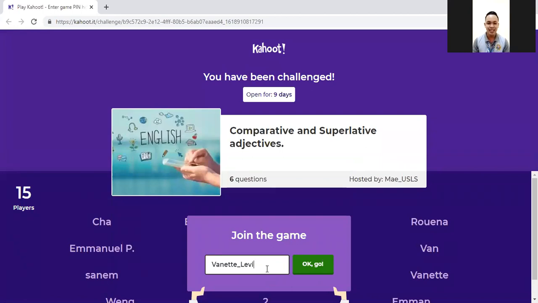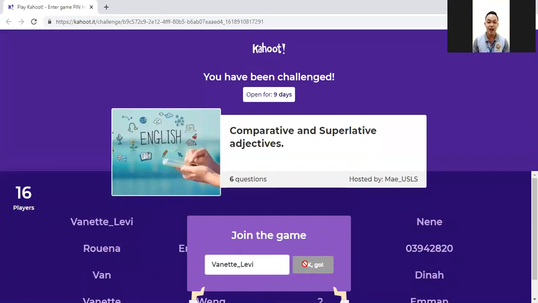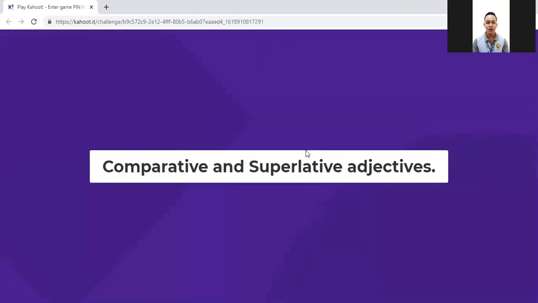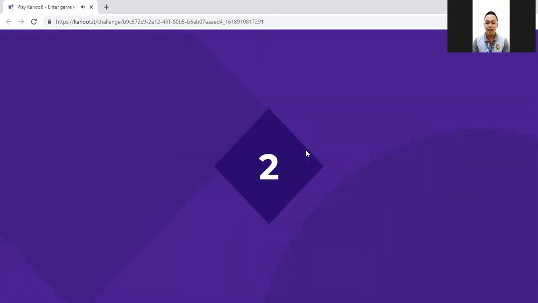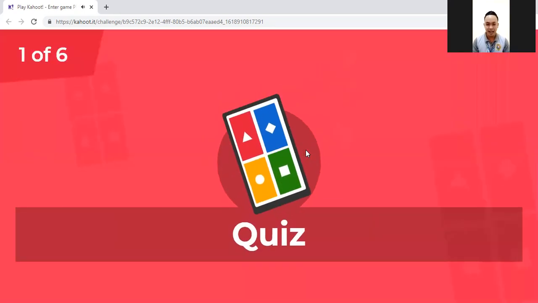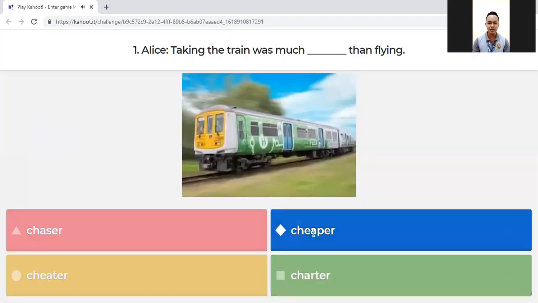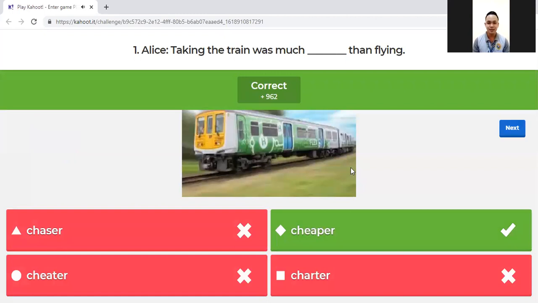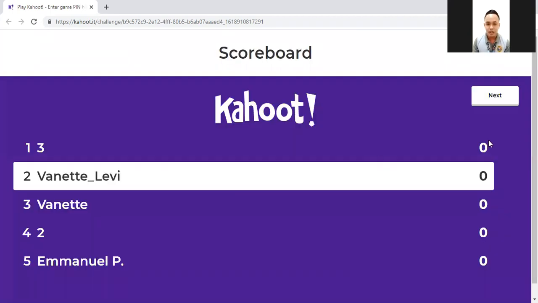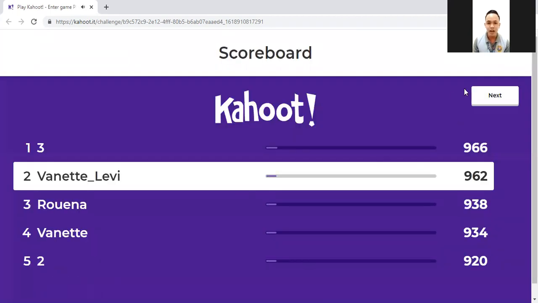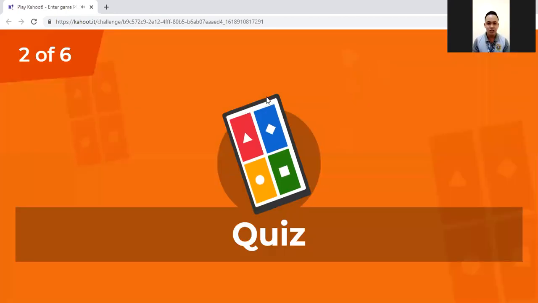Ready? Okay, just write your name, your first name, for me to easily recognize you. Okay, let's get started. For question number 1. Okay, just click the next button there. It can be found in the center part and then in the left corner. There's a blue button there. Okay. Wow, Van, you're actually on the second rank.